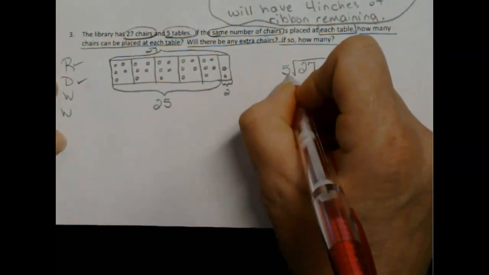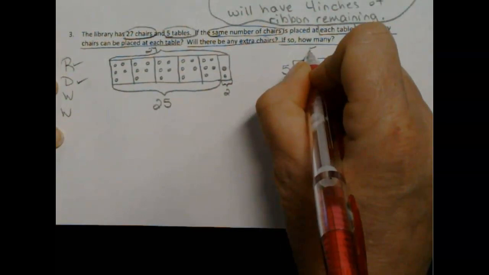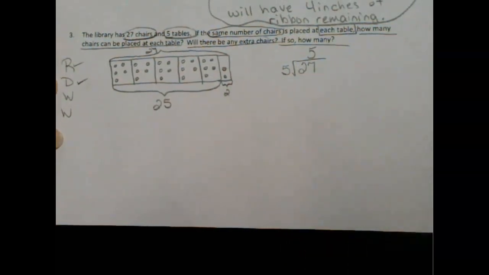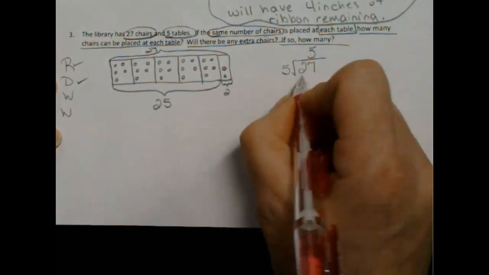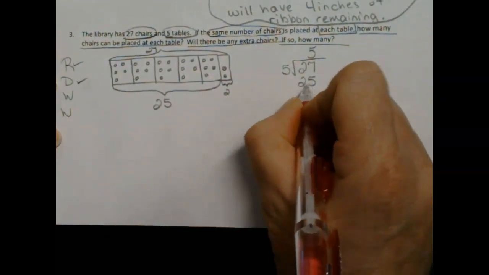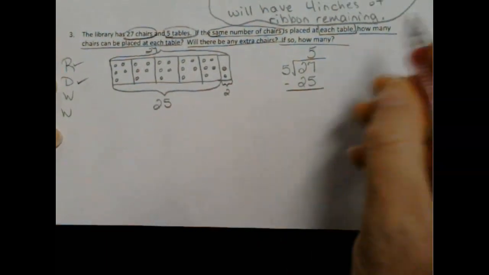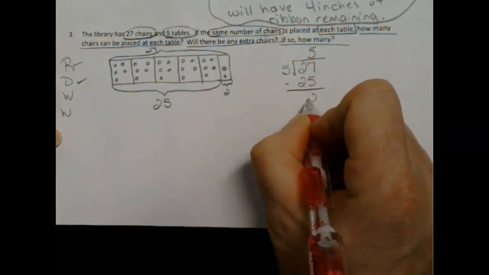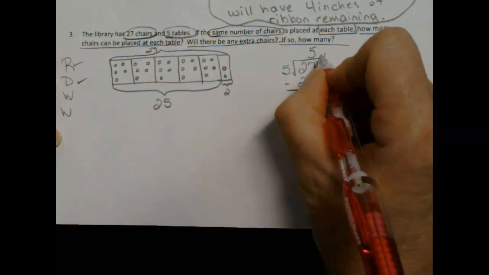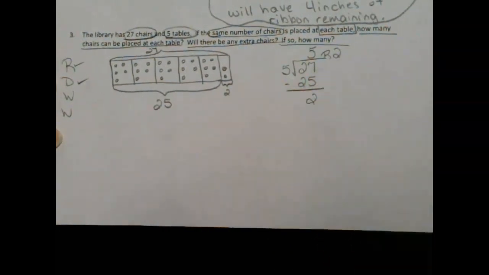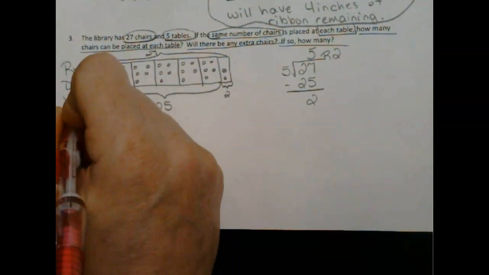And guys, you really should know that 5 times 5 is going to be 25. That's as close as you can get to 27 using 5s. So 5 times 5, I have used 25 of my chairs. I had 27. So 27 minus 25, I'm going to have 2 chairs left. So my answer is going to be 5, remainder 2.